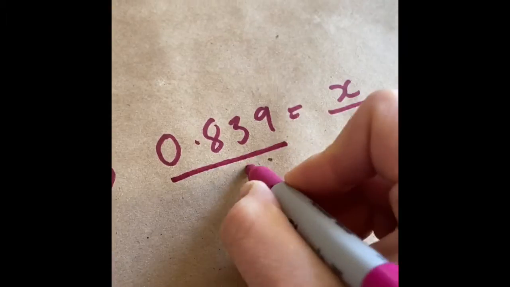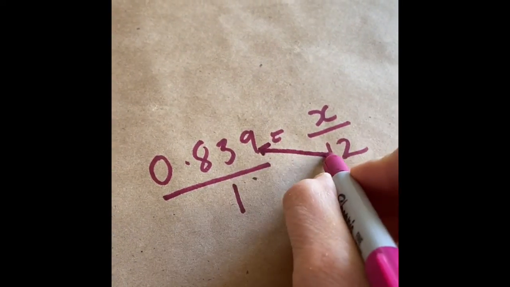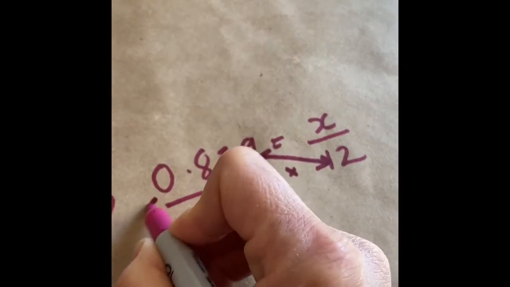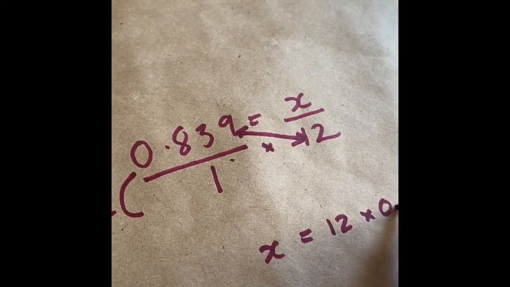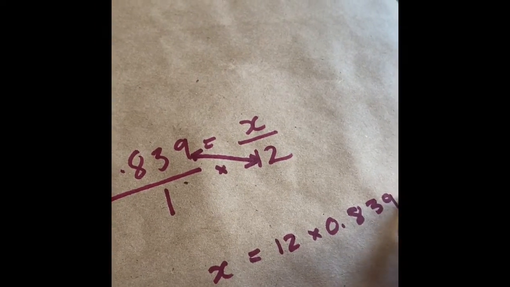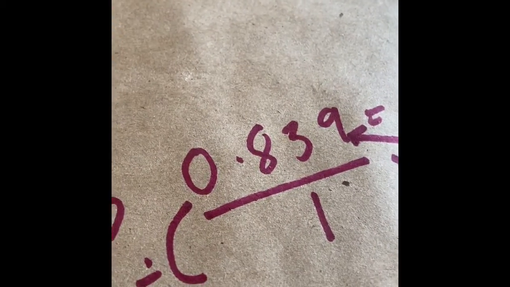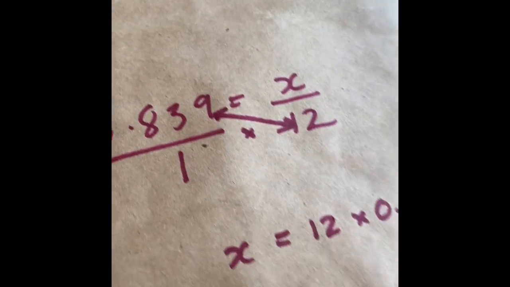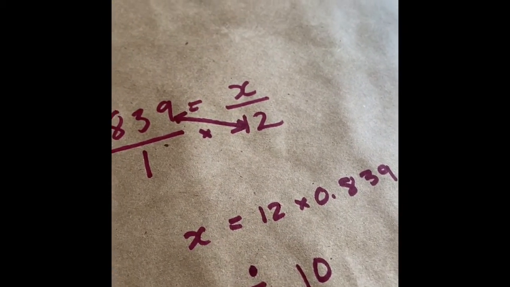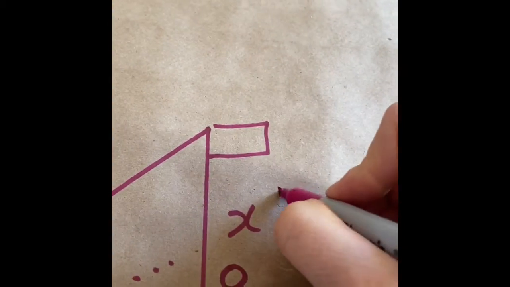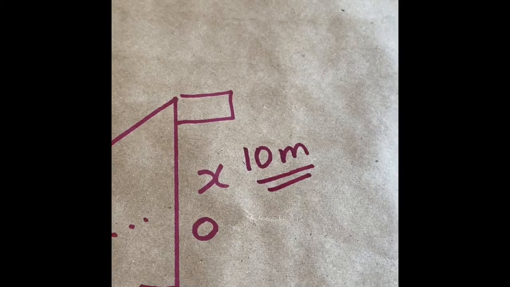I can put a little 1 here. I'm going to multiply the two numbers that are diagonal. Okay, well that's these ones. And I'm going to divide by whatever is left over. That's 1. So really this question is just 12 times 0.839 divided by 1. I'm going to do that with my calculator. And I'm going to get about 10. This little symbol here means about 10. So that means in this question, the flagpole is 10 meters high.